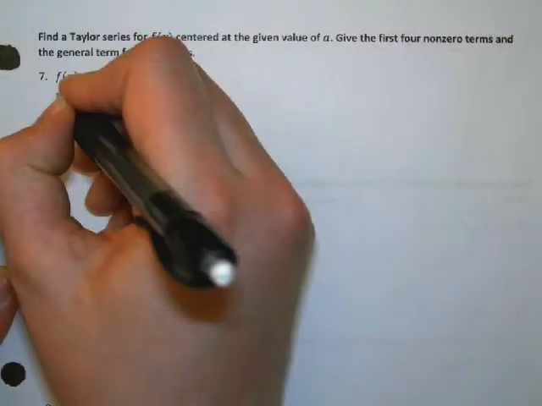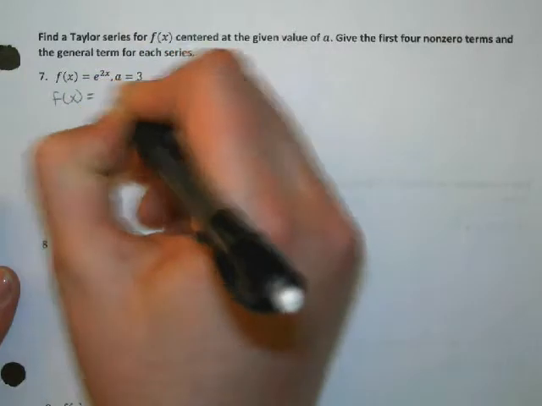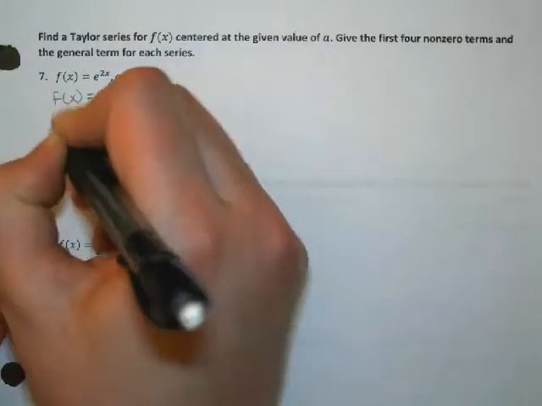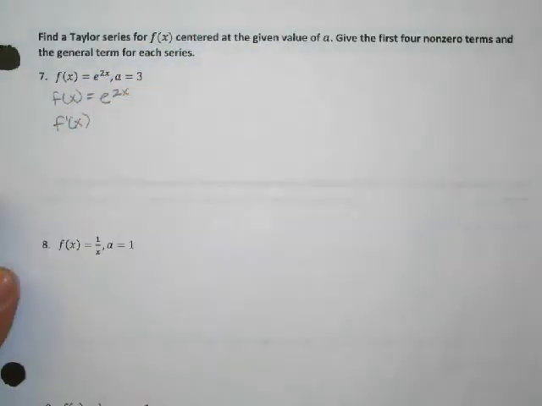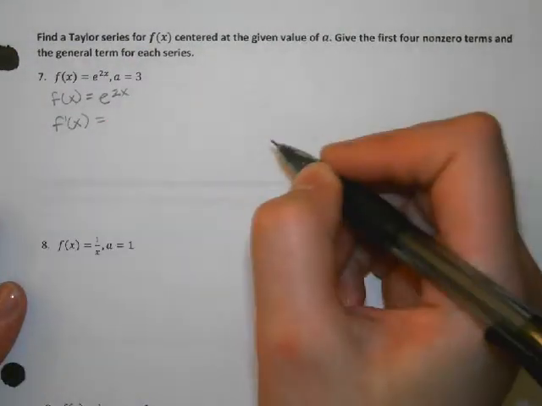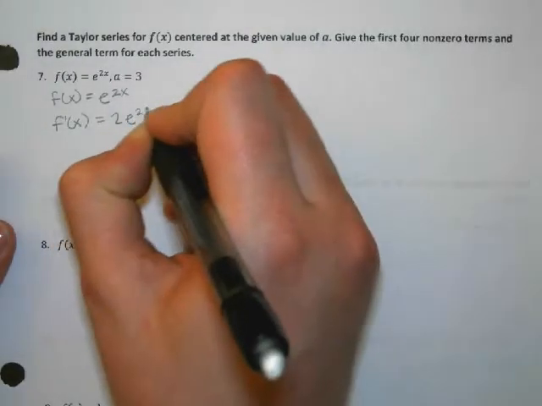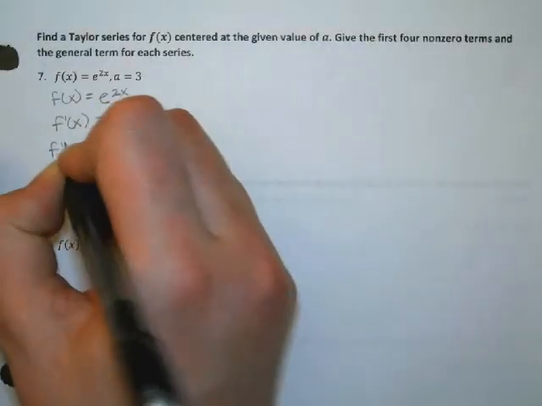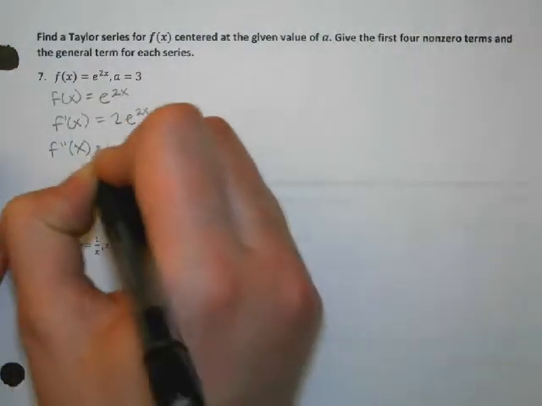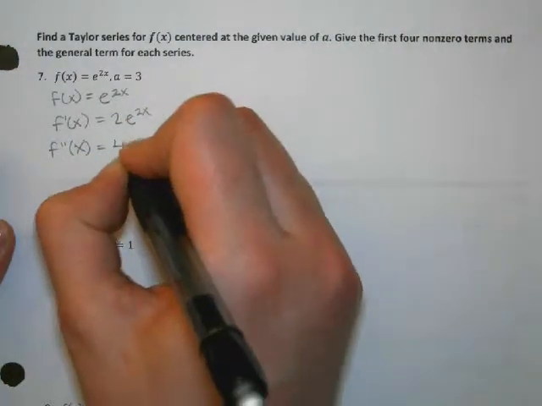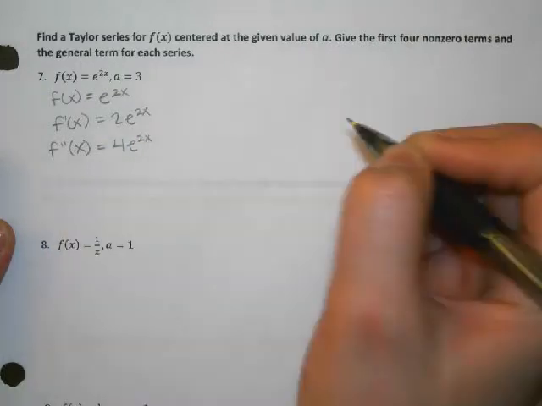So the function itself is e to the 2x. The first derivative is 2e to the 2x. The second derivative, 4e to the 2x.